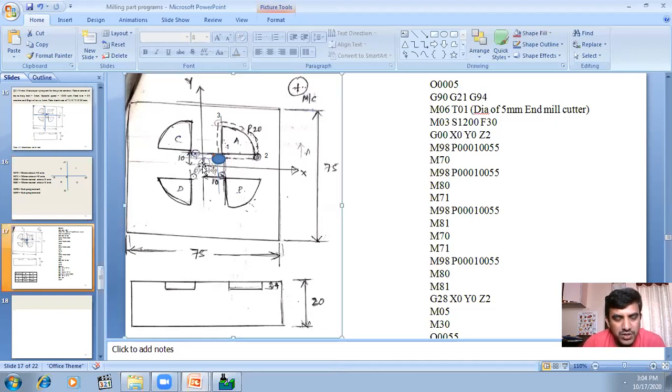From the origin, from the center to the first portion here, the total is 10 mm. But we are going to consider the radius of the cutter. The radius of the cutter is how much? 2.5. Anyone, unmute and tell me what the coordinates are for the first location of the cutter, when the cutter moves from origin to the first location.